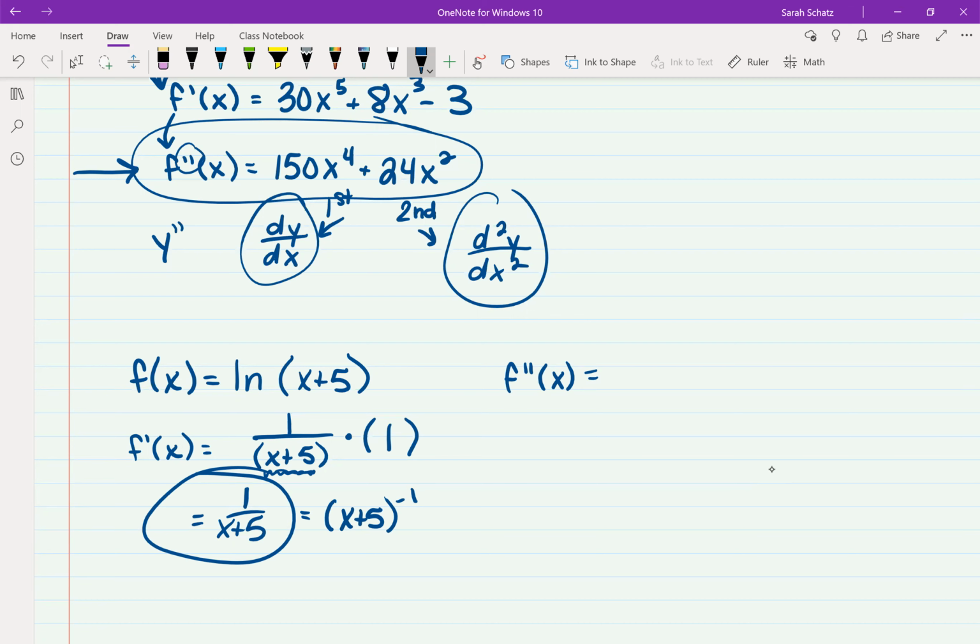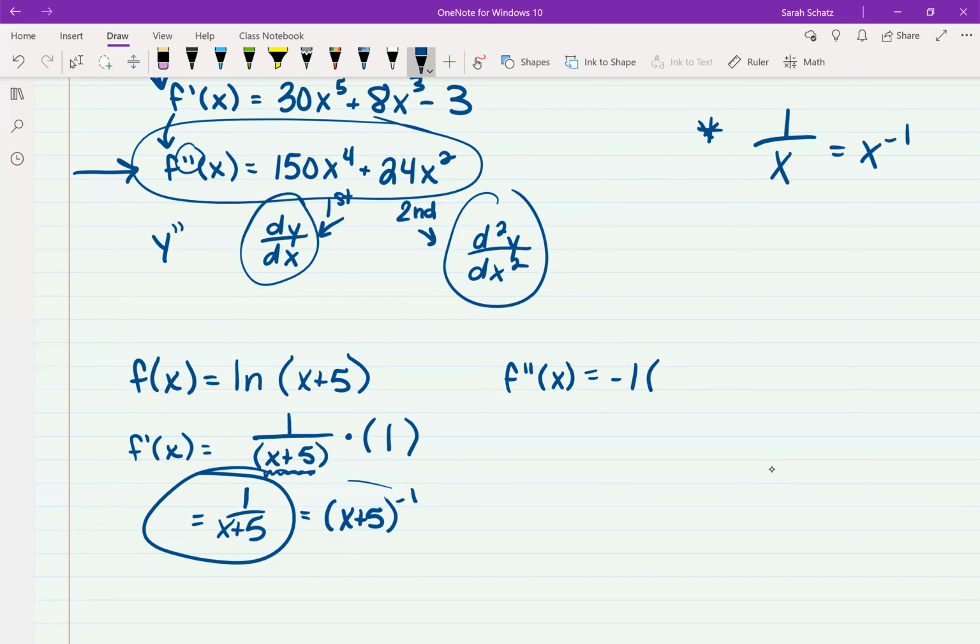Just rewrite it. So remember, and we haven't had to do this that much, but just remember, if you have 1 over something, like we had 1 over x before, and we rewrote it as x to the negative 1, that's what I'm doing here. So if I have x plus 5 to the negative 1, and I have to take the derivative of that, well, use the power rule.